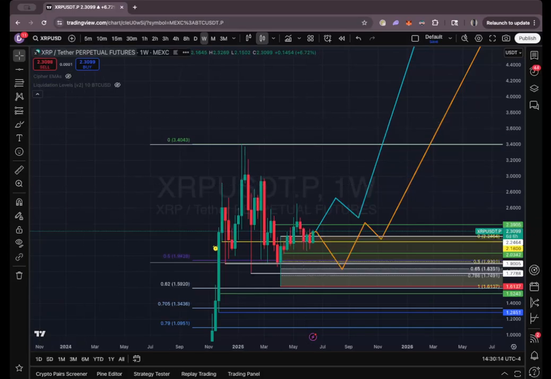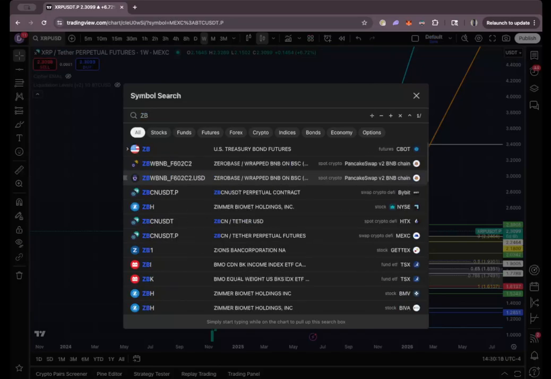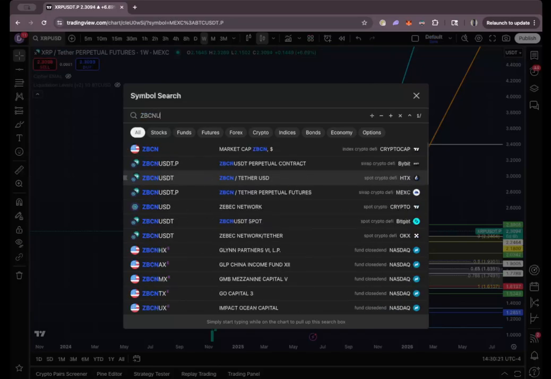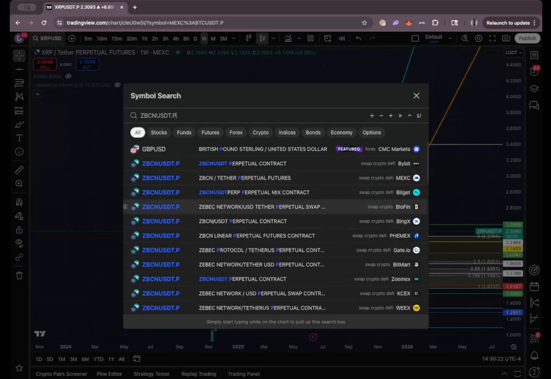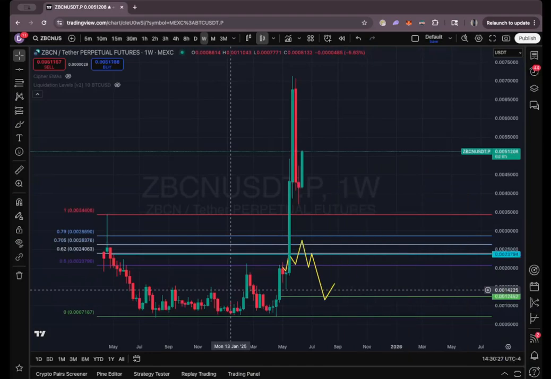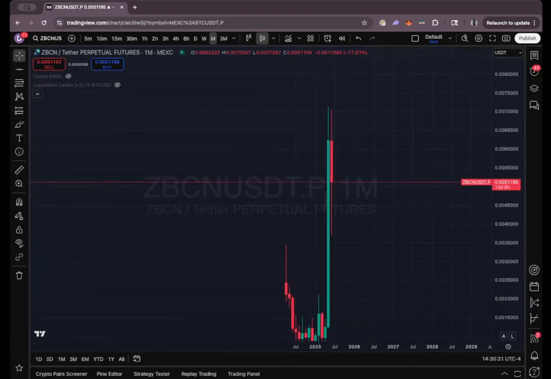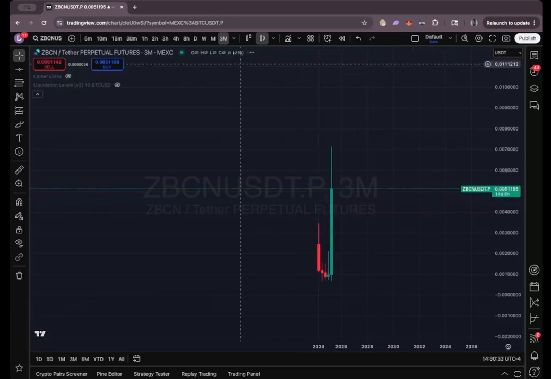Cool. What else do we have? Any other coins? Can you take a look at ZBCN? I don't think I've ever seen that. What is this coin? I have never heard of this one. Oh, weird. I had something a while ago, but I never even touched it since then. What do we got? Oh, interesting.